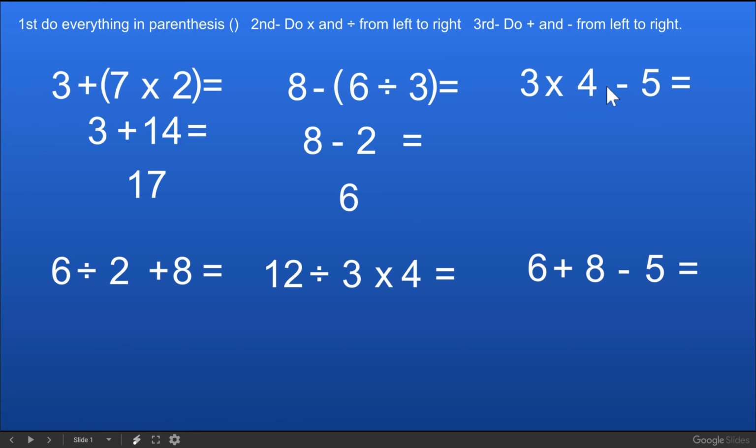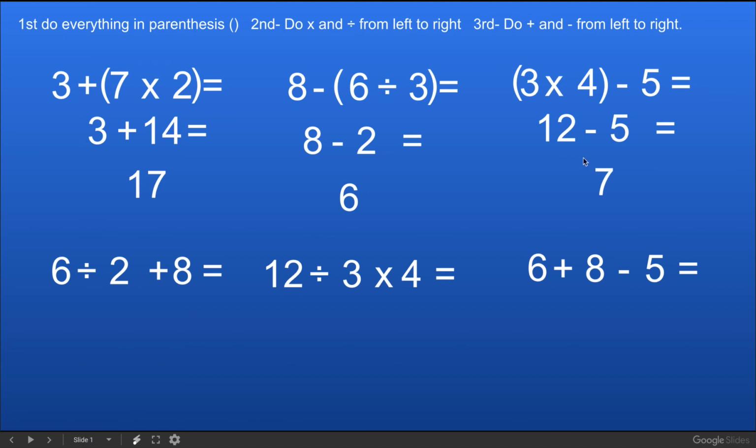3 times 4 minus 5. I need to make sure that I do multiplication and division first from left to right. So I need to do 3 times 4 before I do anything else. So I put parentheses around the 3 times 4, and I do that first. 3 times 4 is 12. Bring down everything else, and now I can do my 12 minus 5. 12 minus 5 equals 7.